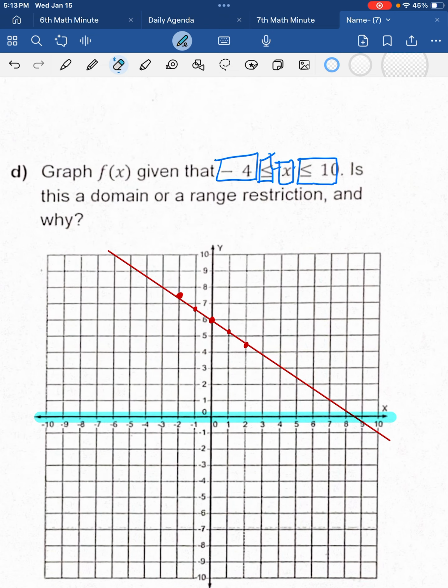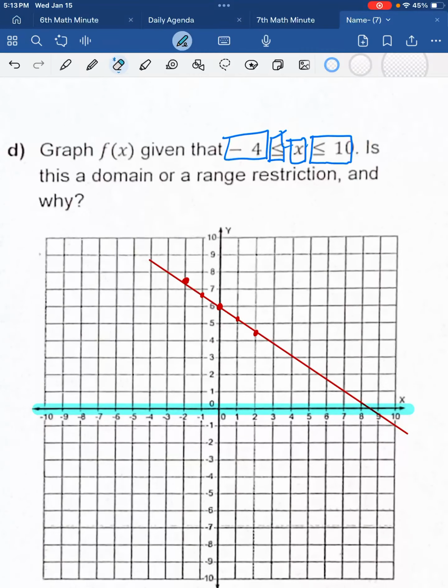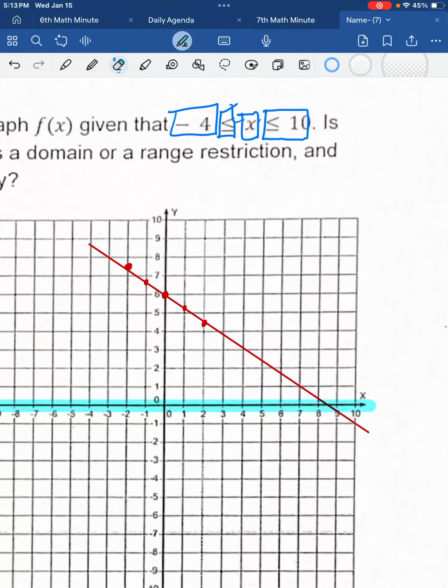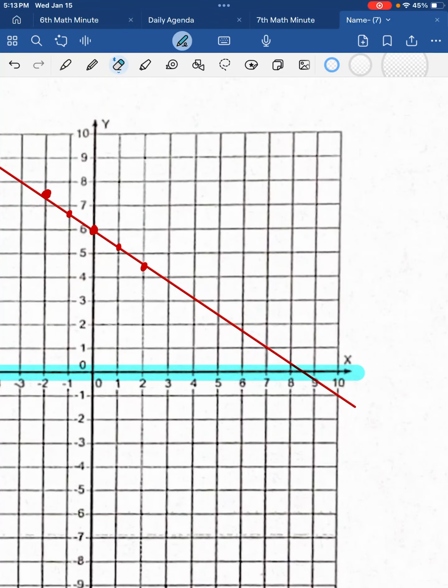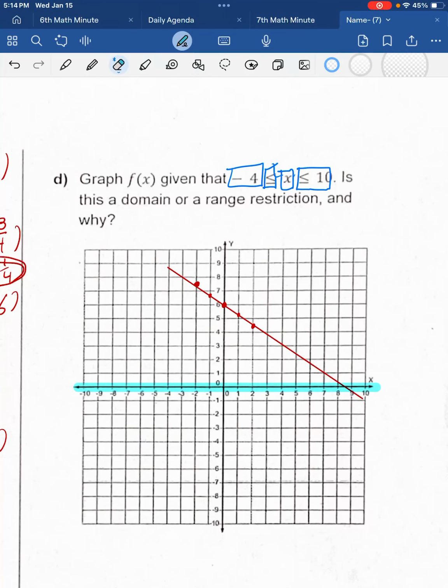All right, so my x cannot be less than -4. So I go a little too much. I go right up to there. And then my x cannot be greater than +10. So there won't be any overhang right here. I'll just make that go up to +10. So this will be what my line looks like. This is adding a restriction to the line. And what we restricted is the domain.